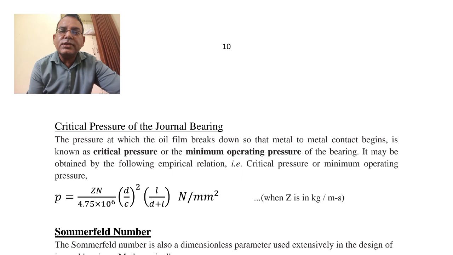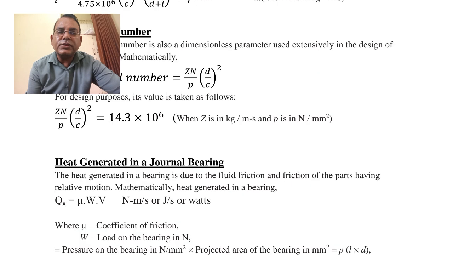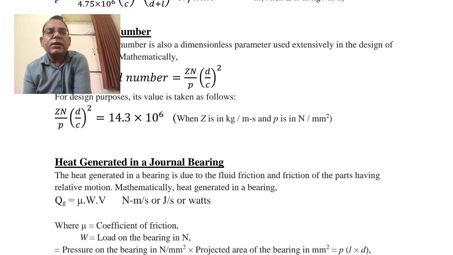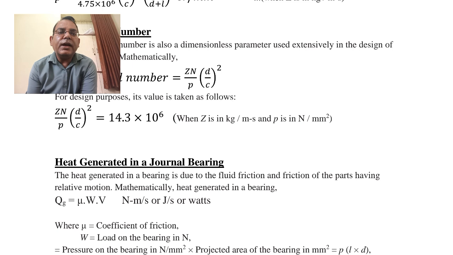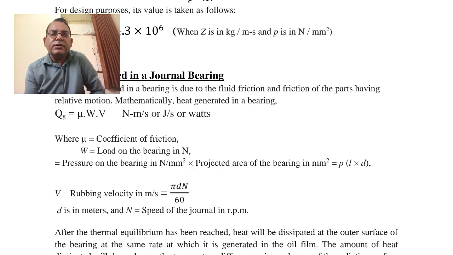You can see on the screen the formula of critical pressure. We find out the value of critical pressure for different conditions. Sommerfeld number is also a dimensionless parameter, and the formula can be seen on the screen. We can find the value of Sommerfeld number through the design data book also, and we can calculate it by this formula.